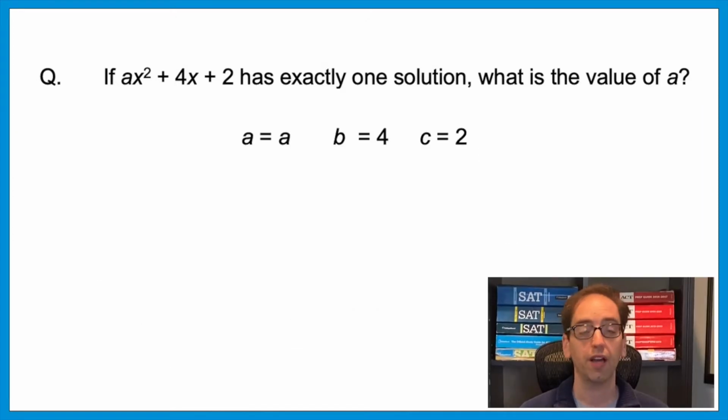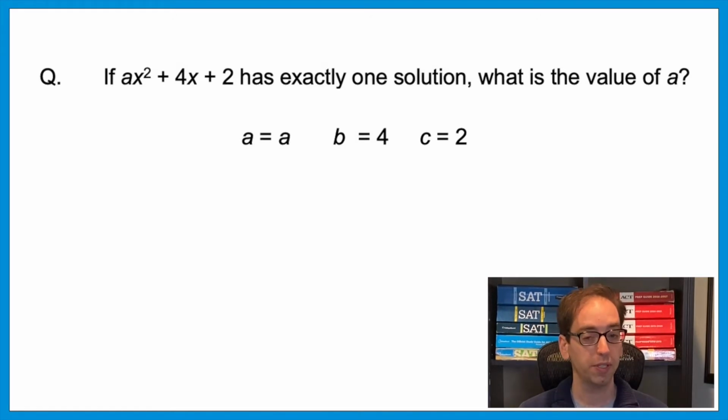Let's start by identifying what we mean by a, b, and c. They indicate the coefficients attached to each term. The a is the coefficient with the x squared, the b is the term with the x, and the c is the term without an x. So in this case, a equals a, b would be 4, and c would be 2.